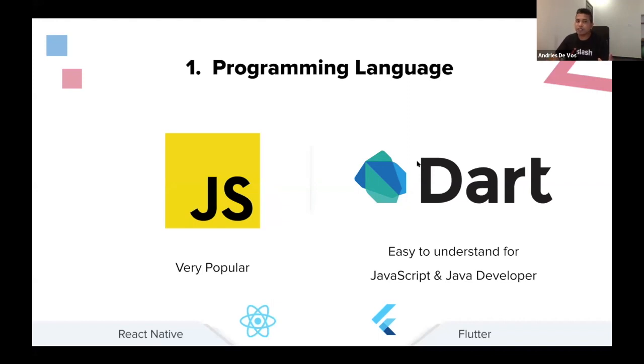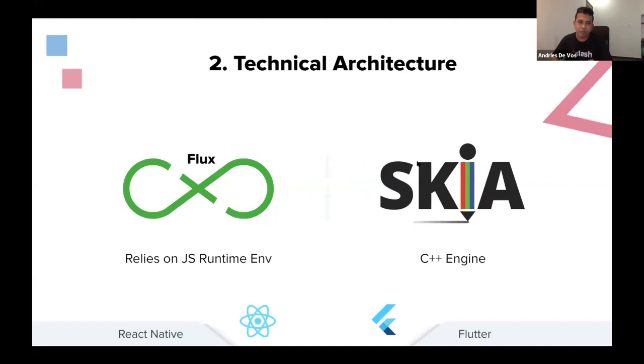Number two, technical architecture. React Native architecture relies on the JS runtime environment, also known as a JavaScript bridge. Flutter uses the Skia C++ engine, which has all the protocols, composition, and channels. So you might want to take a look at the detail a bit.